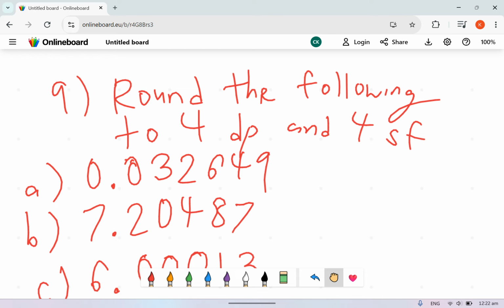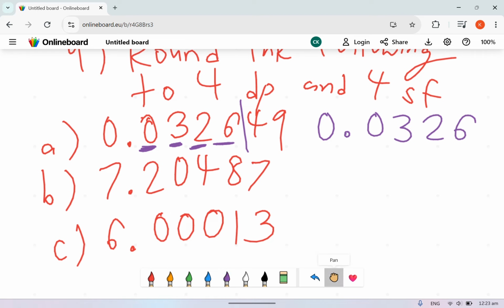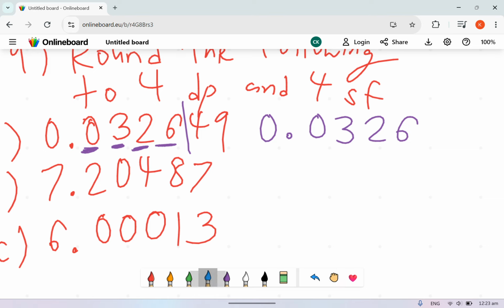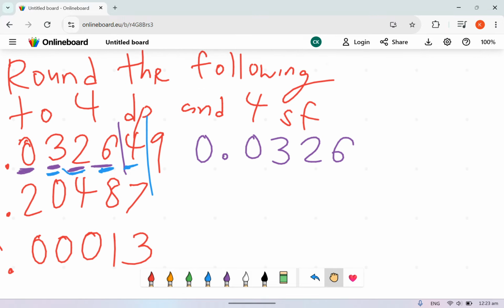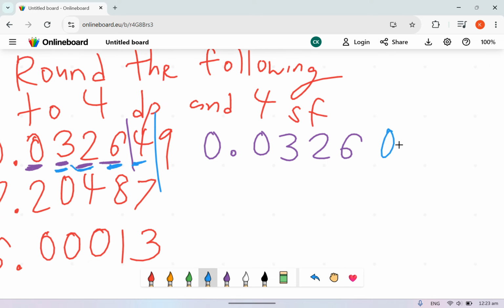Round the following to 4 decimal points and 4 significant figures. Alright, pause the video, try it out. Okay, so welcome back. For decimal points, let's count: 1, 2, 3, 4, back. For decimal points, it will be this. For significant figures, though, I'll use another color. No, sorry, not that. 1, 2, 3, 4, back. That would be 0.0326. Let me write that. 0.0326 and 4 becomes a 5.